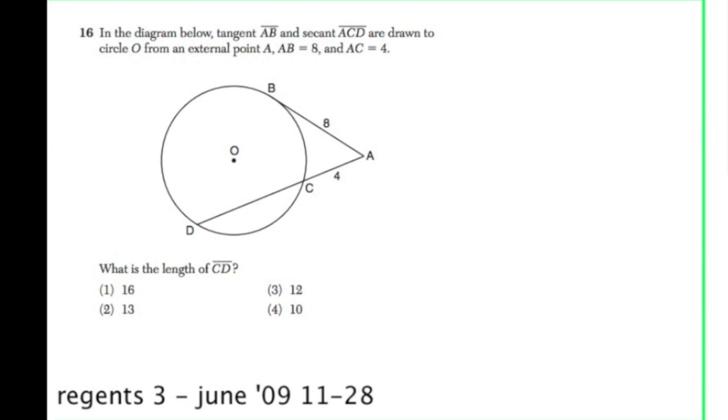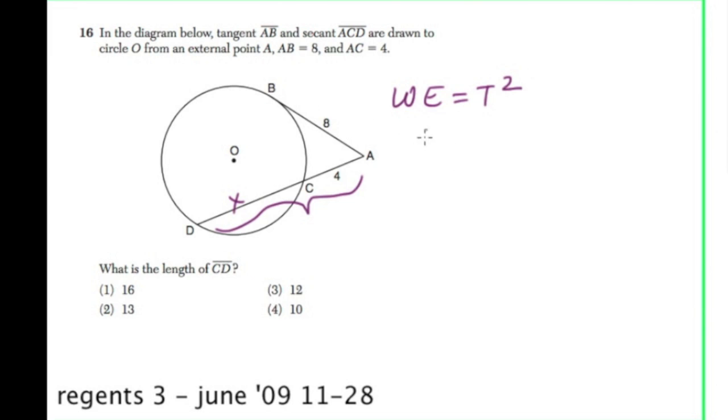Number 16, in the diagram below, tangents and secant. So this is a tangent secant question. So you might have remembered in class, the formula that we need, which is whole times external is the tangent squared. So this whole thing is the whole, and we need to find CD. And AC is 4, which is the external. And tangent squared is 8.